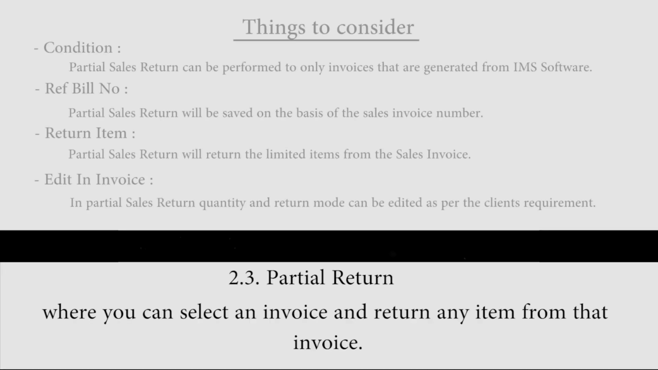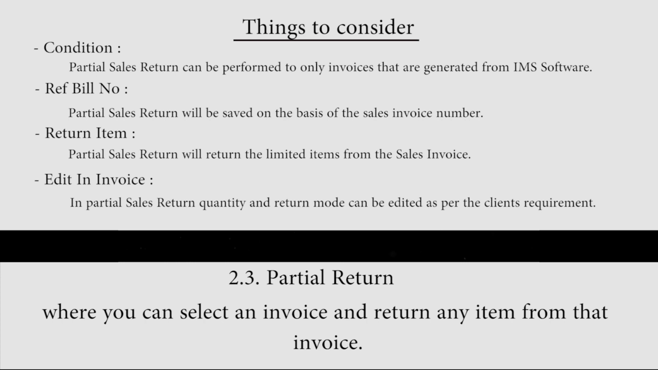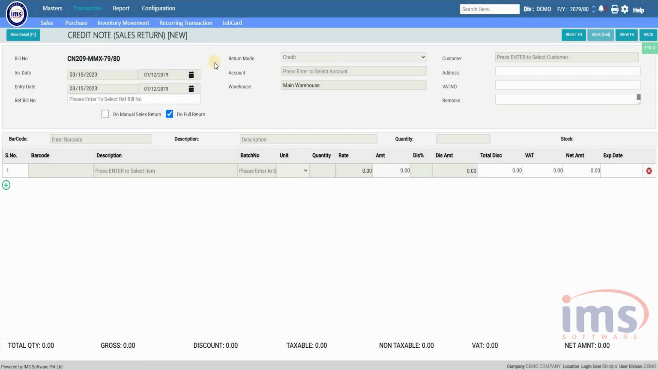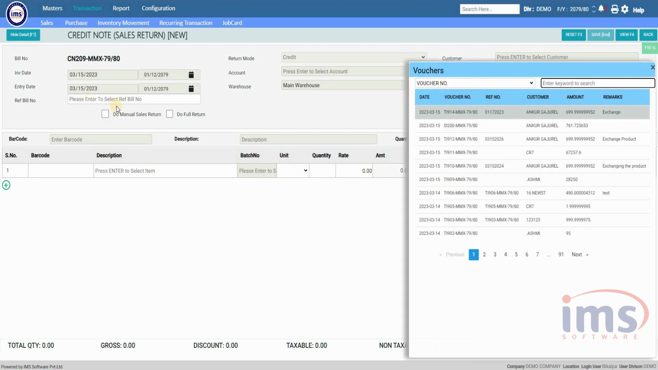After that, let's look into the last type of credit note, which is to do a partial return, where you can select an invoice and return any item from it. Now let's look into the credit note page. Simply untick these two boxes to perform a partial sales return. So after that, click on this reference bill number and press Enter to select the transacted invoices.